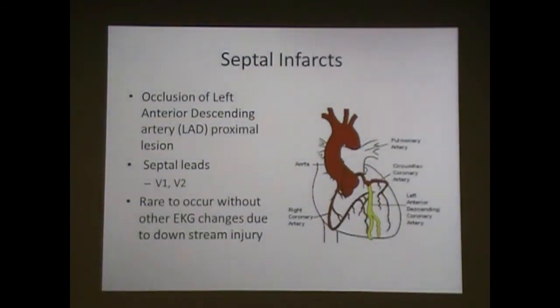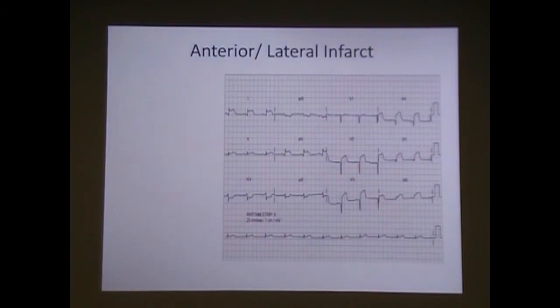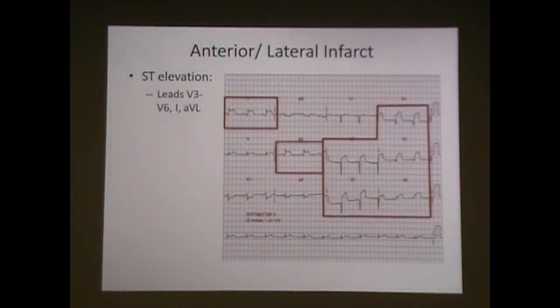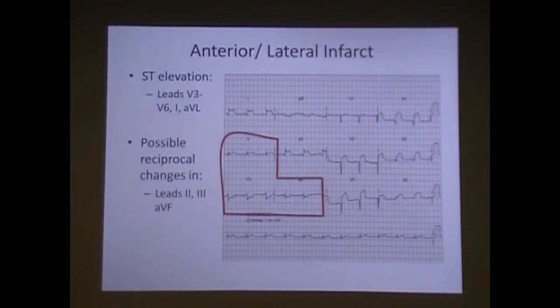Again, I was talking about the downstream injury. Anterior lateral. Okay? In anterior lateral, we've kind of got the whole left side of the heart involved. So you take the anterior, remember with anterior we had 1, AVL, and then we had 5 and 6. With the lateral, now we have involvement of V2, V3, and V4. Okay. You can again have possible reciprocal changes. So left side of the heart, the reciprocal changes are the right side of the heart.